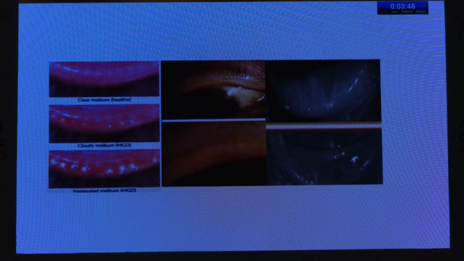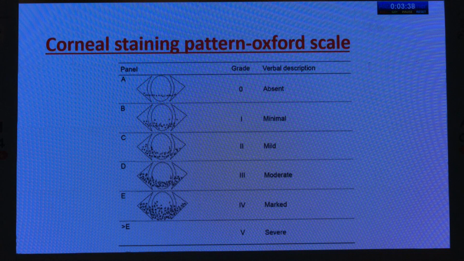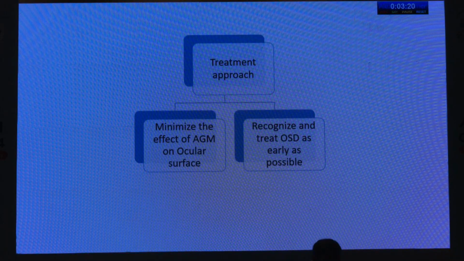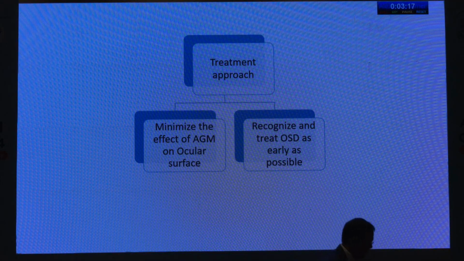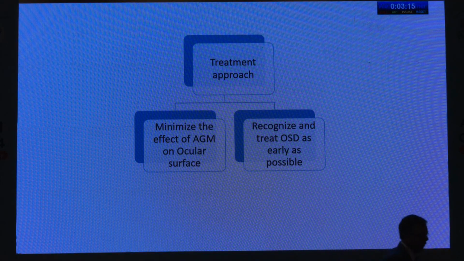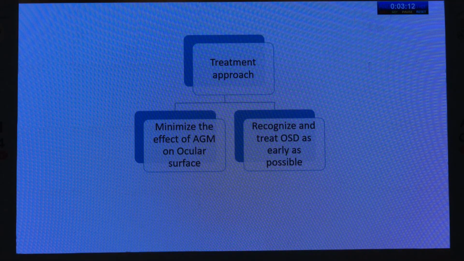So when we express the meibum, if it is clear, it is healthy. When it is cloudy or inspissated, that is meibomian gland dysfunction. Then the Oxford scale can be used to document these patients at every follow-up when you know that they have dry eye. These staining patterns can be used, and when you start the treatment for ocular surface disease, you start them on lubricants and all, you can see if there is any improvement or not on starting the treatment.